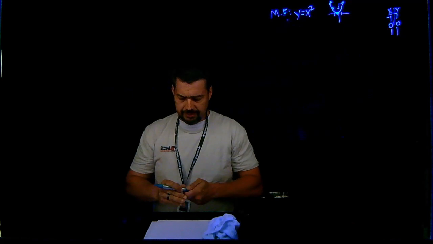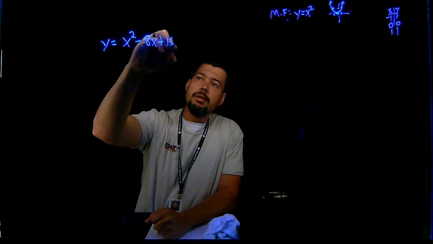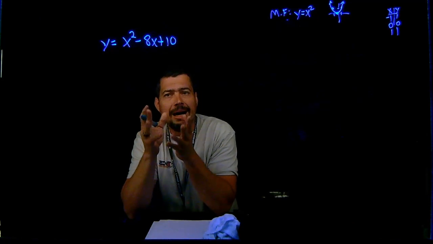So here's one that's given in standard form. This is y equals x squared minus 8x plus 10. And what we're going to do is put it in vertex form by completing the square.